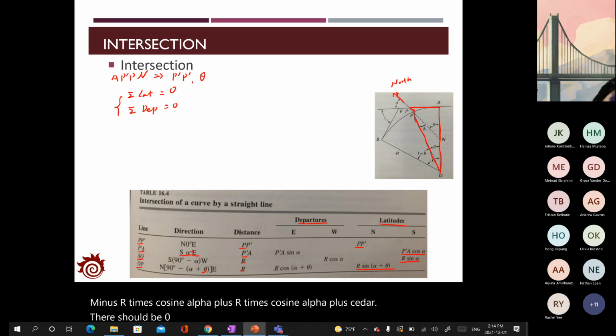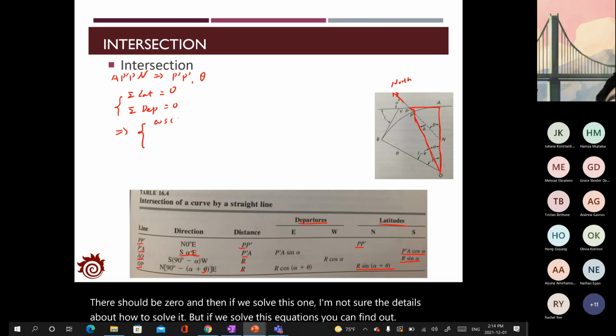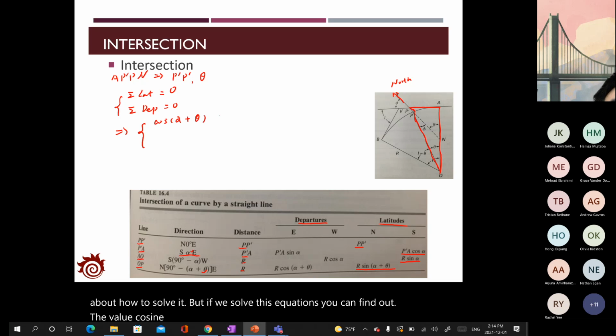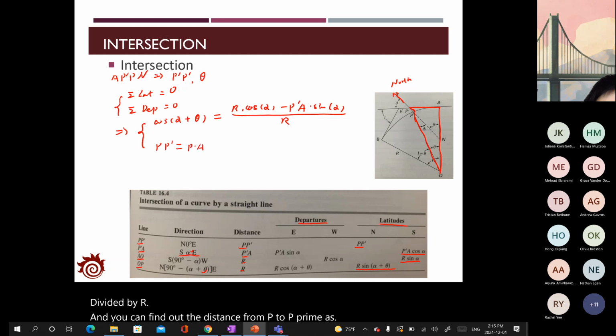And then if we solve this, I'll not show the details about how to solve it, but if we solve these equations, you can find out the value of cosine alpha plus theta, which should equal R times cosine alpha minus P prime A times sine alpha, divided by R. And you can find out the distance from P to P prime as PA.